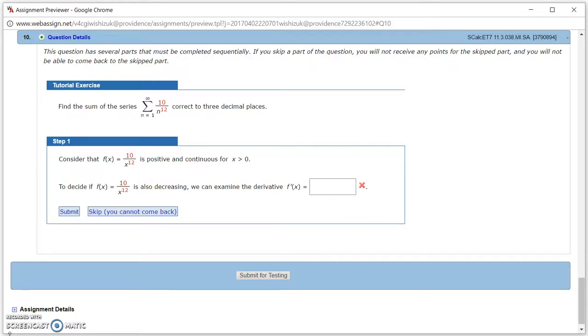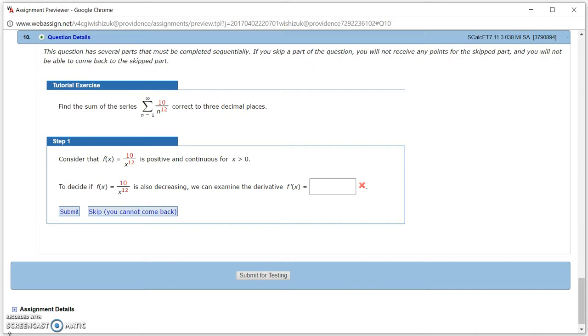All right, let's look at the homework 11.3, problem number 10. We want to find the sum of the series correct to 3 decimal places. So step 1, consider that f of x is equal to 10 over x to the 12 is positive and continuous for x greater than 0.